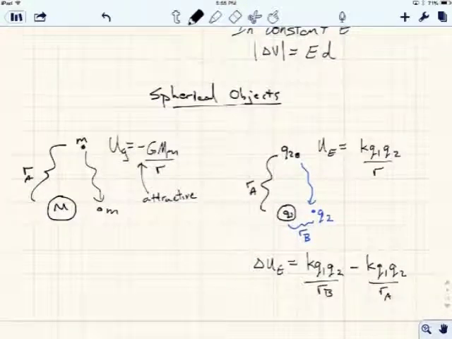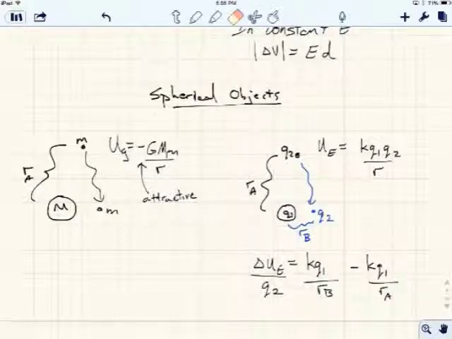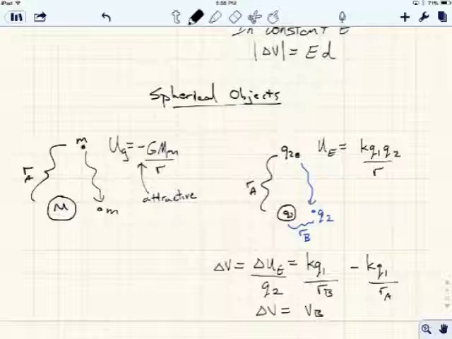If we want the electric potential, then we would just divide this by Q2, and in doing so, you would get rid of the Q2 on both sides, and this would give us our change in electric potential. So delta V is equal to V at point B minus V at point A.